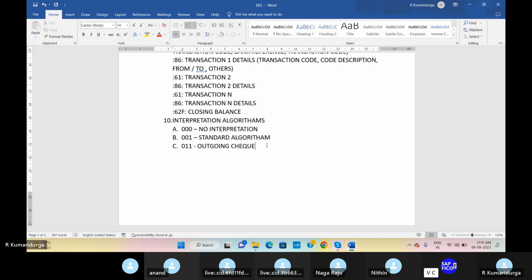The next one, 012, is for the identical outgoing check. It is check, C-H-E-C-K. We are going to get some confusion, right? 011 is outgoing check, and 012 is identical outgoing check.